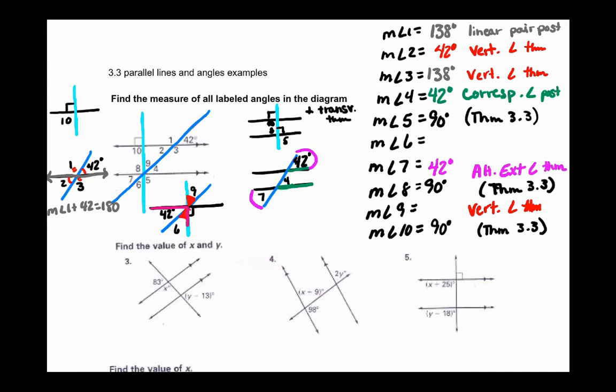We have adjacent acute angles with a perpendicular set of sides. So we're going to use theorem 3.2 from our last section that says that they are complementary. So the measure of angle 6 plus 42 degrees is going to equal 90. And when we solve, we get 48 degrees. And by vertical angles theorem, 9 is also 48 degrees. And we have now calculated all 10 of those angles.